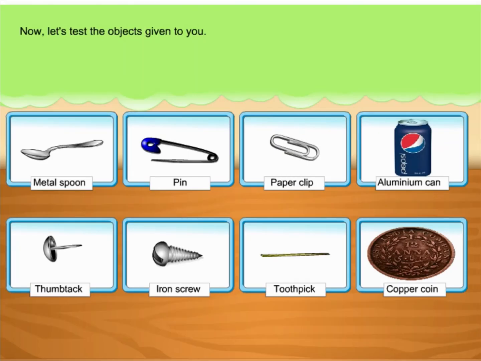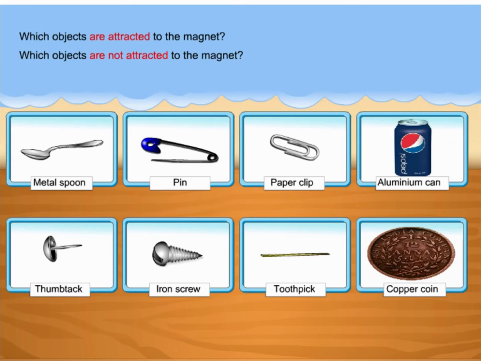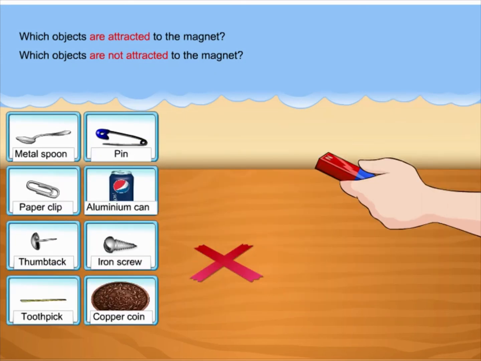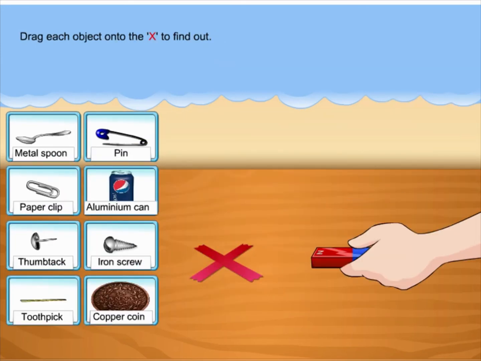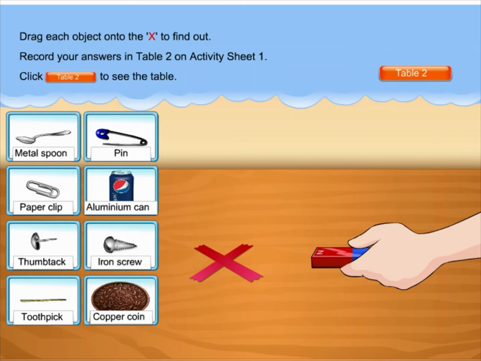Now, let's test the objects given to you. See if magnet attracts these things. Which objects are attracted to the magnet? Which objects are not attracted to the magnet? Drag each object onto the X to find out. Record your answers in Table 2 on Activity Sheet 1. Click Table 2 to see the table.